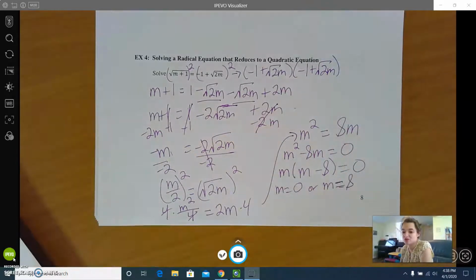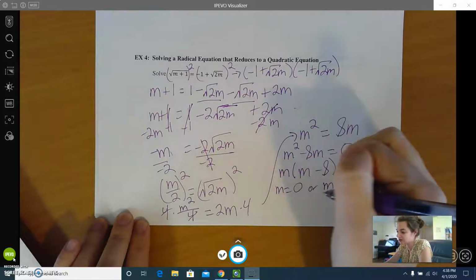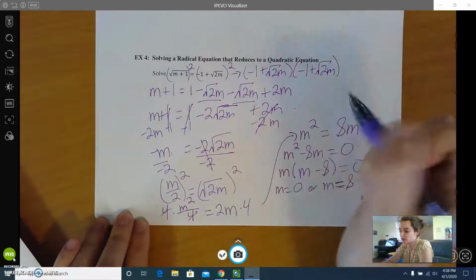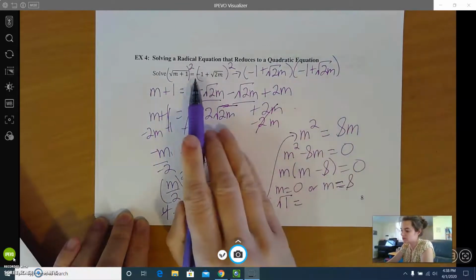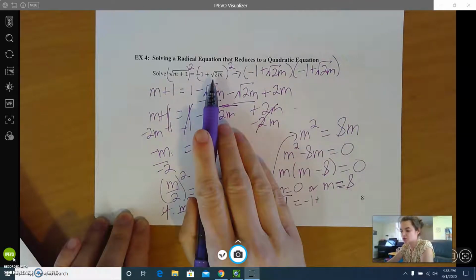If you remember from chapter 10, with any kind of these radical equations, we need to check our answers. So we need to check both of these and make sure they actually work. So how about we check m equals 0 first? If I plug that into the original equation, I'll have the square root of 0 plus 1, which would just be 1, equals negative 1 plus the square root of 2 times 0.